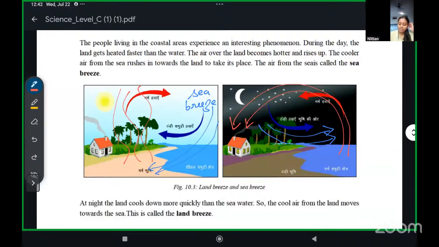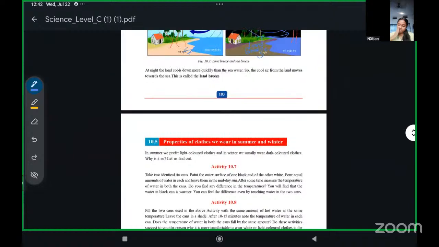So now in the night, the land is cooler. So the cold air from the land goes to the sea. And the hot air from the sea will come to the land. Opposite. So this breeze, the cool air from the land that is now moving to the sea, is known as land breeze.